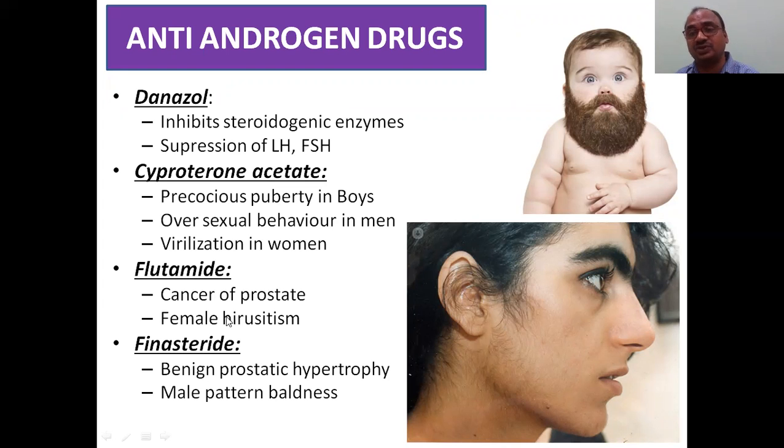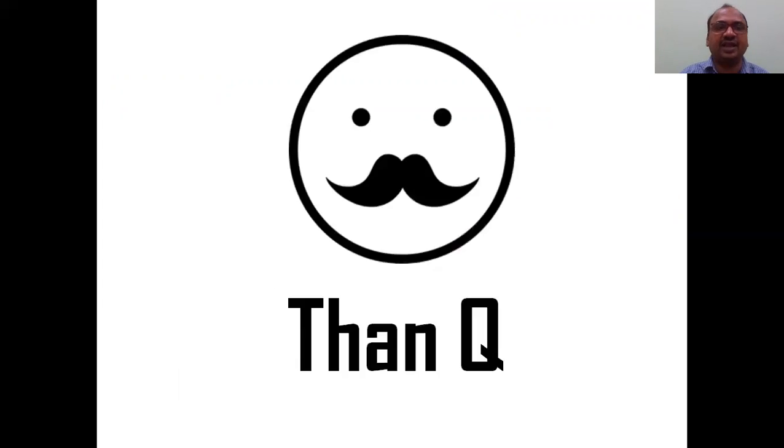Flutamide, for cancer of the prostate gland, because the prostate gland is a male sexual gland. And female hirsutism. Benign prostate hyperplasia, and finasteride, like that you can remember.